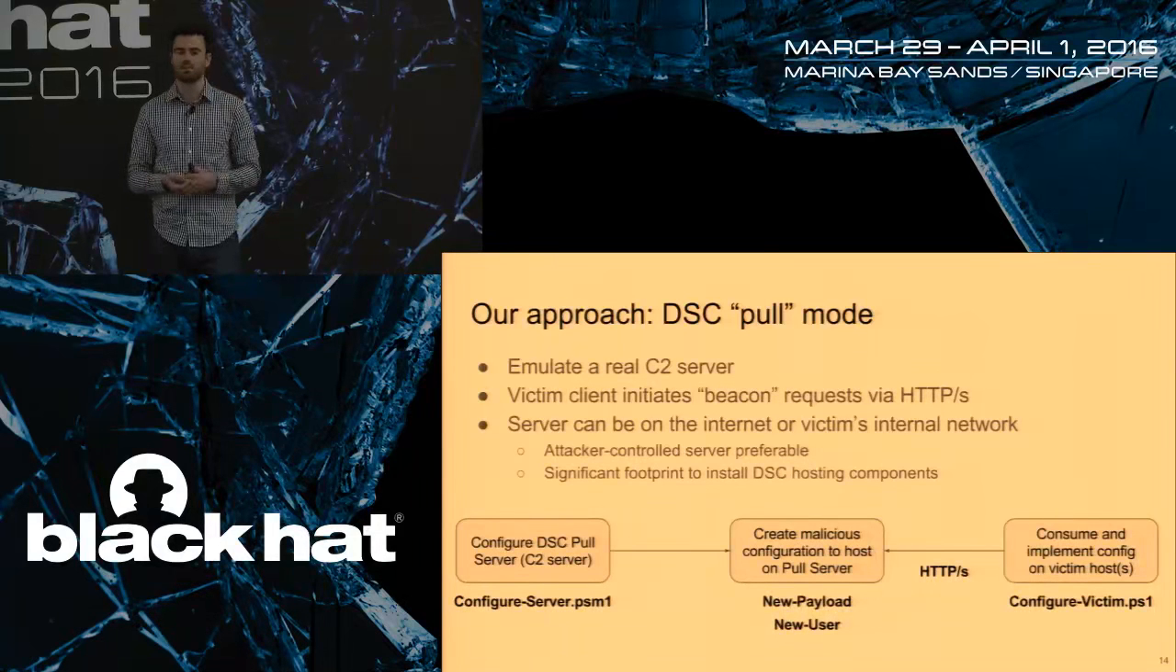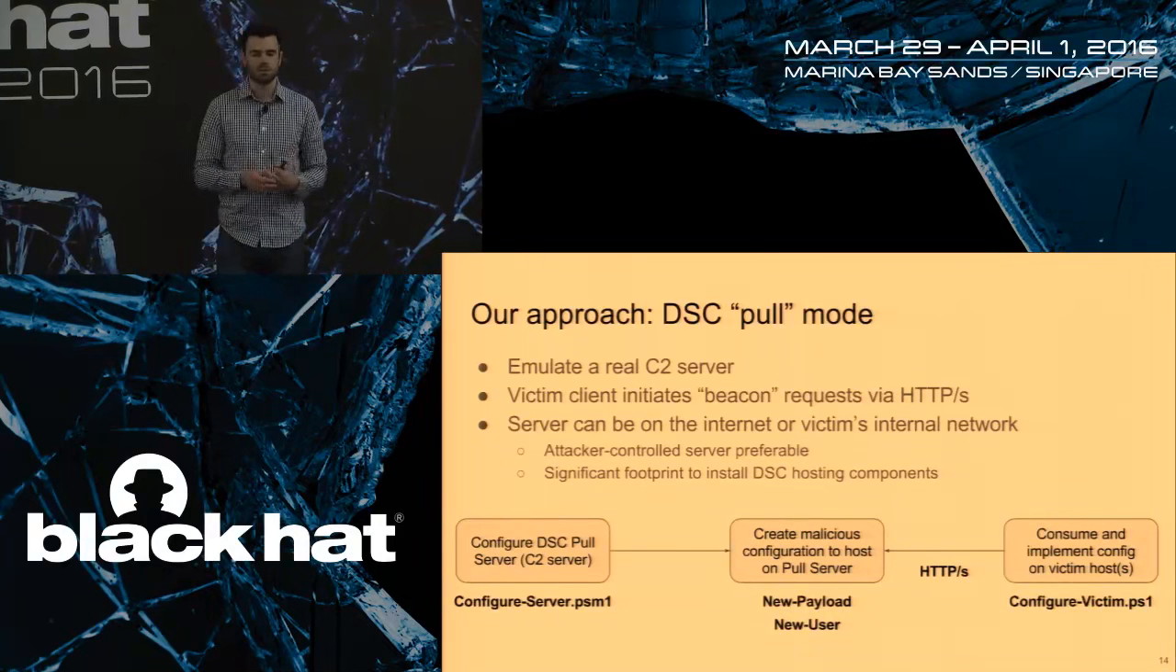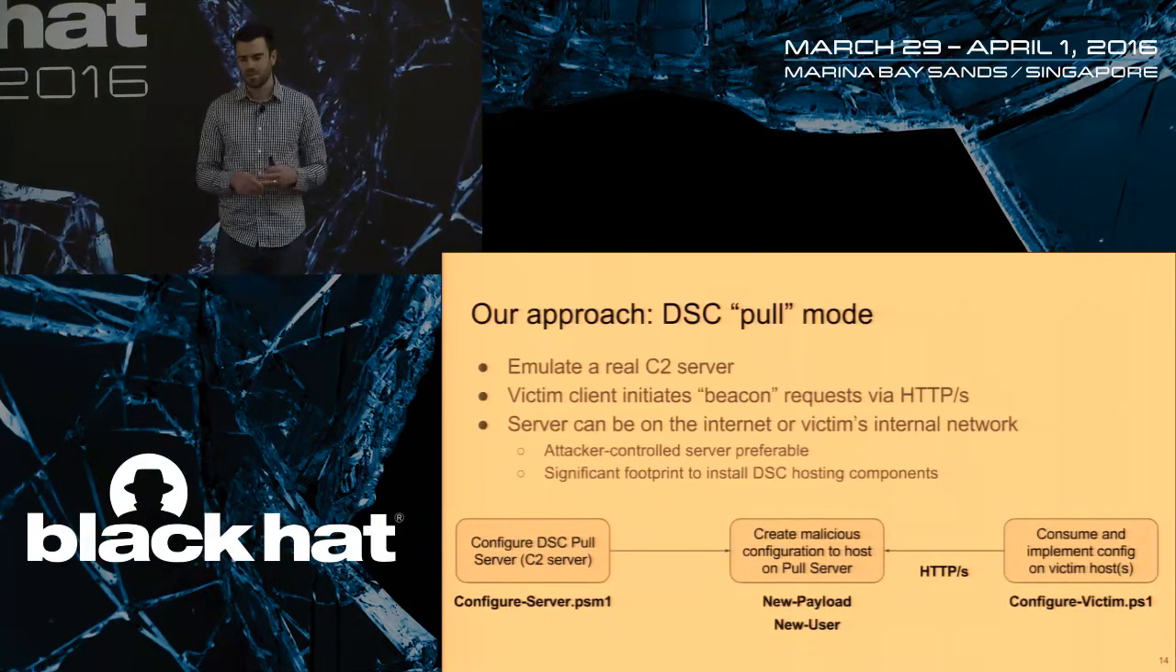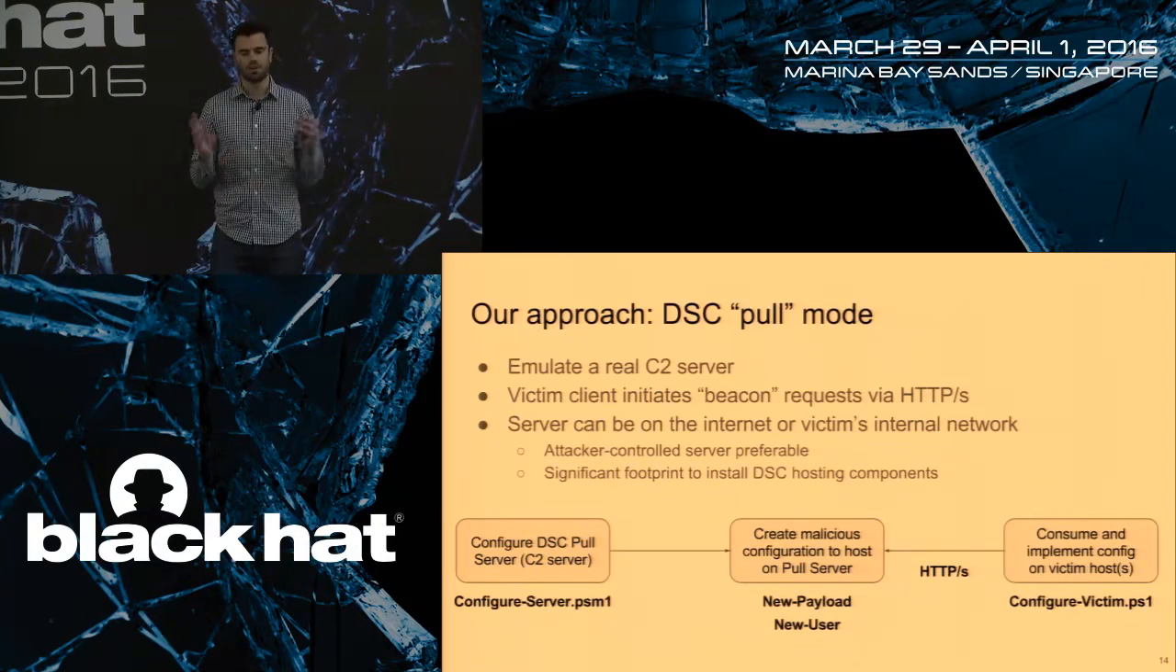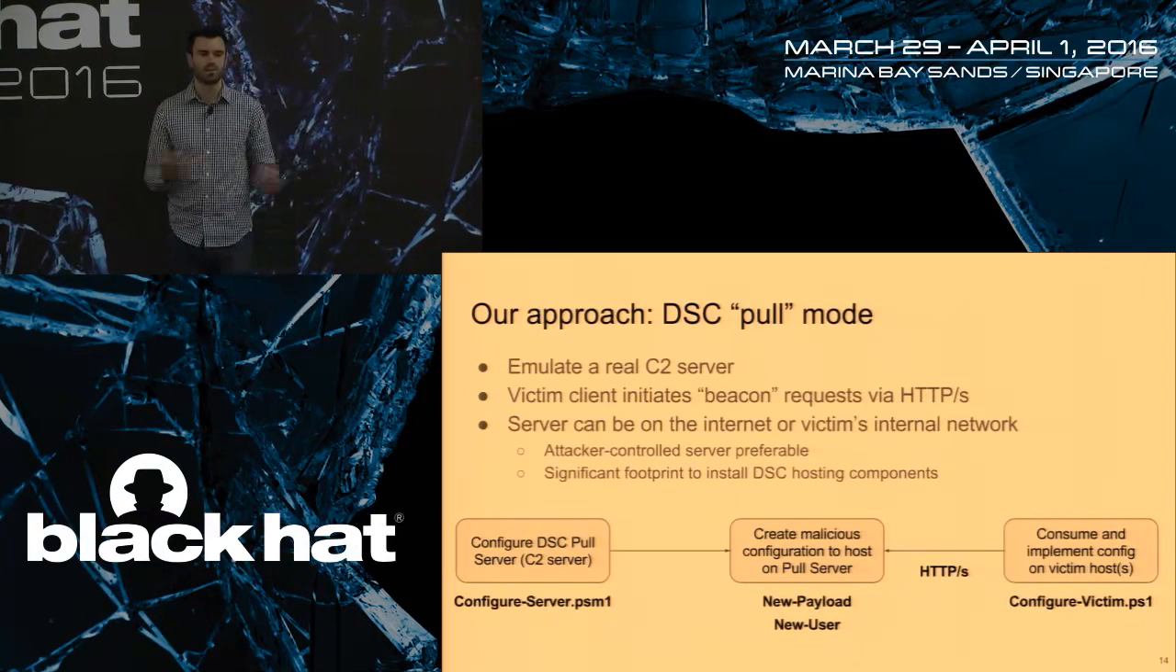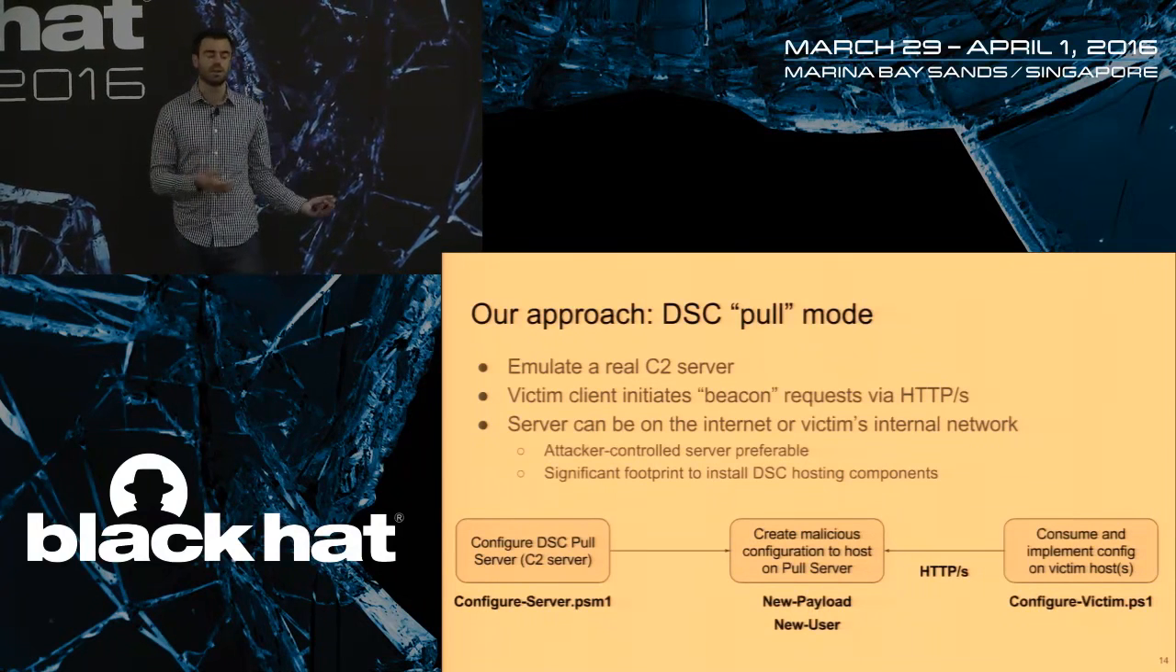That's likely not going to be allowed and also will raise a lot of red flags. So we opted for this pull mode approach. Each client would initiate what we call, quote unquote, a beacon out to the C2 server and say, hey, do you have a configuration for me? And then go ahead and pull that configuration down.